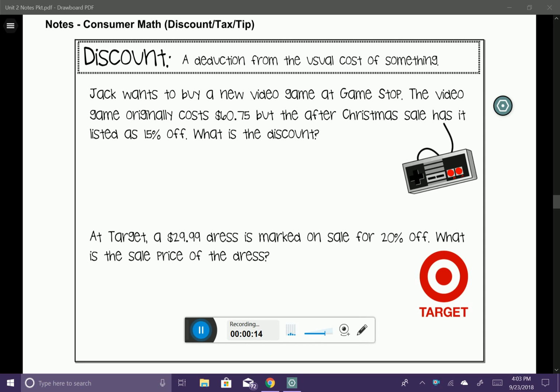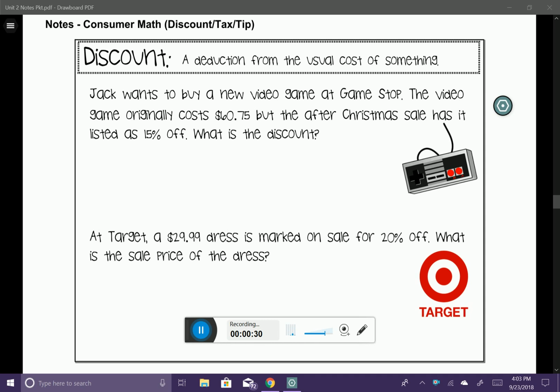You've probably heard of a discount before, maybe around the holidays when there are different items at different stores for 30% off or 60% off. A discount is a deduction from the usual cost of something. Let's look at these two examples.